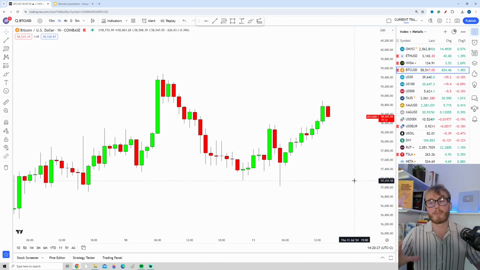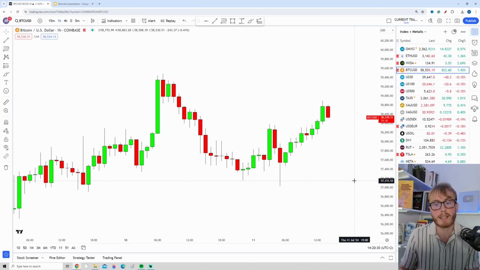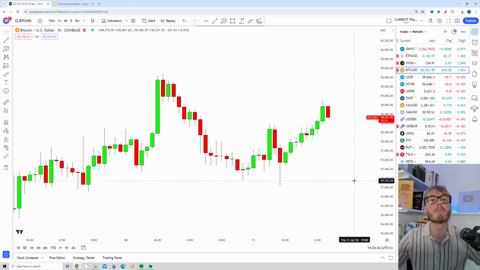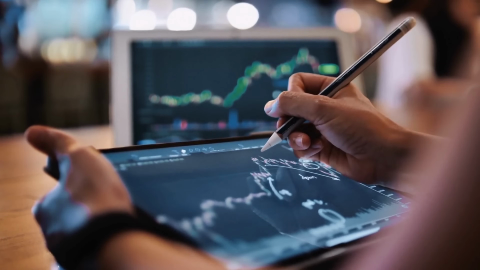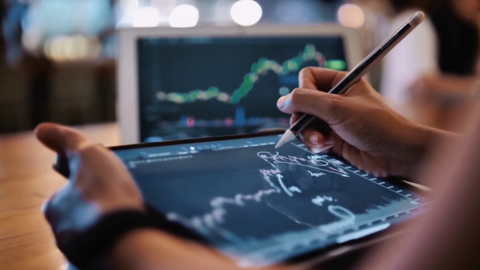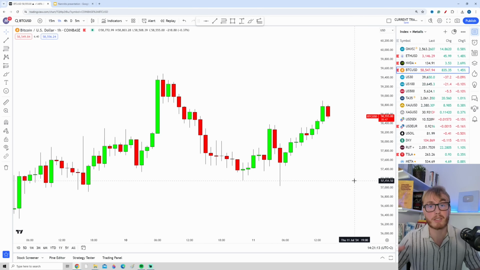But all right guys, so now that we have a solid understanding of how to read single candlesticks, we are now finally ready to start putting multiple candlesticks together and analyze the chart as a whole. And this is when the magic really starts to happen.